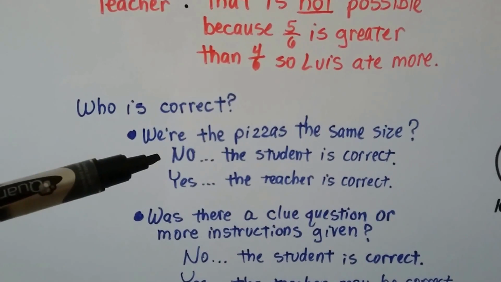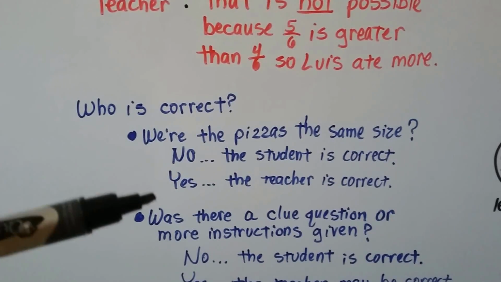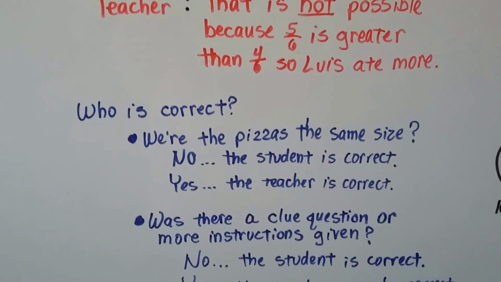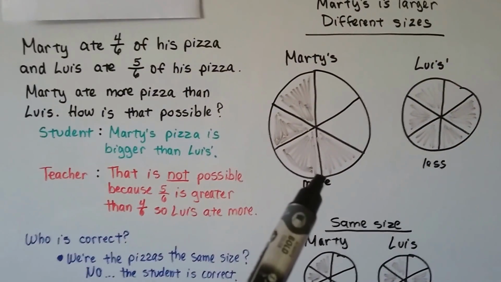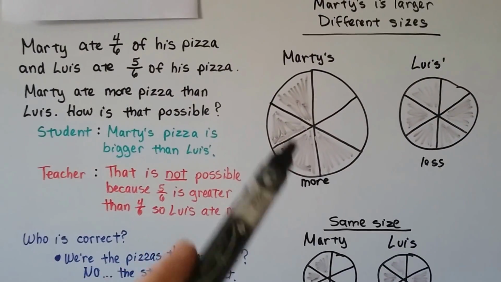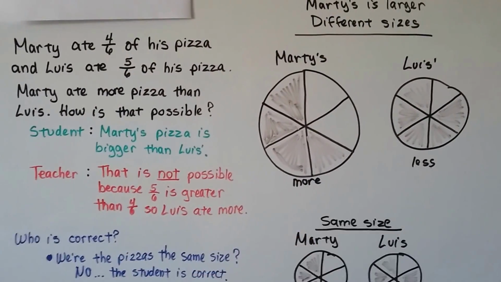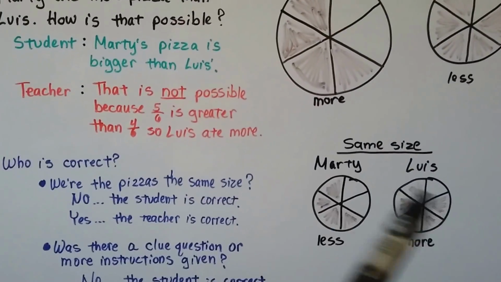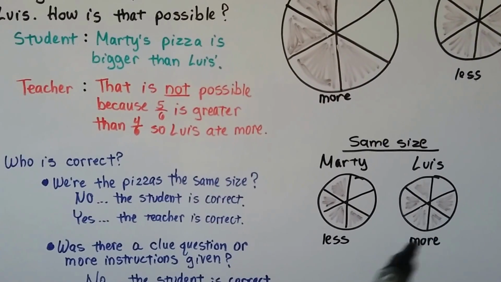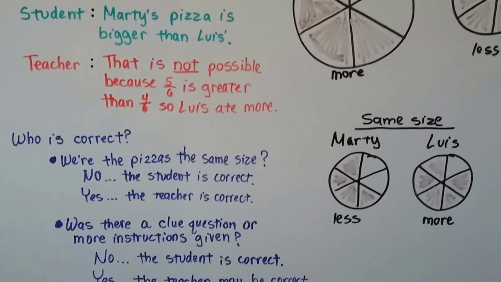Well, if they weren't the same size, then the student's correct. If they were the same size, the teacher's correct. If they weren't the same size and Marty's was bigger, well, 4/6 of this big pizza is going to be a lot more than 5/6 of that little pizza. And if they were the same size, then the teacher's correct because 5/6 would be more than 4/6.